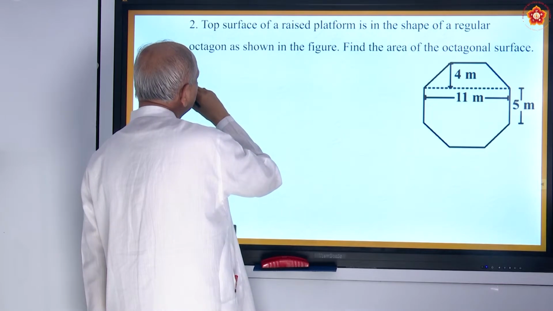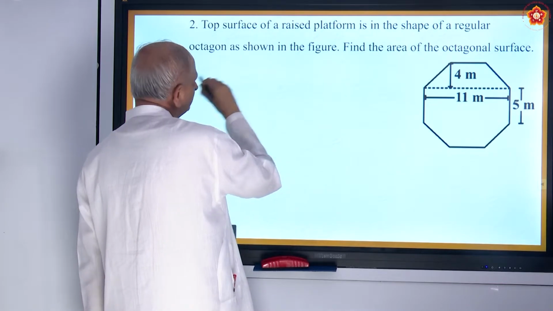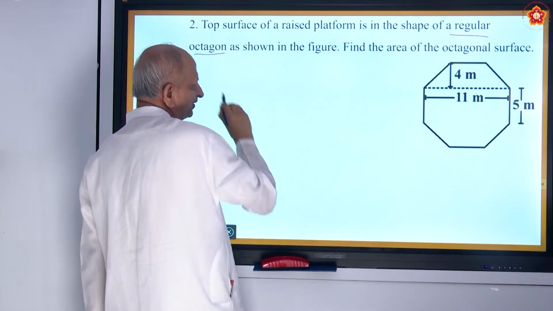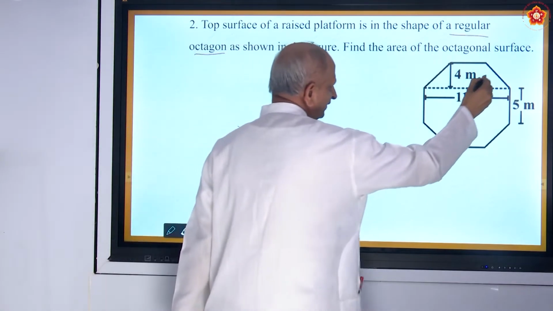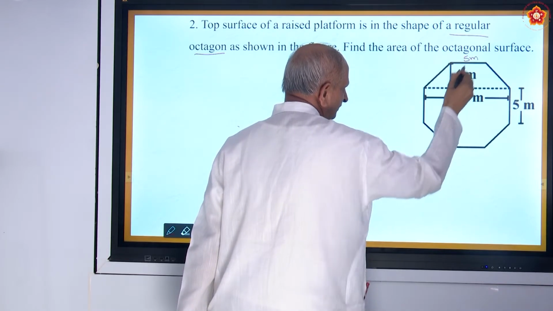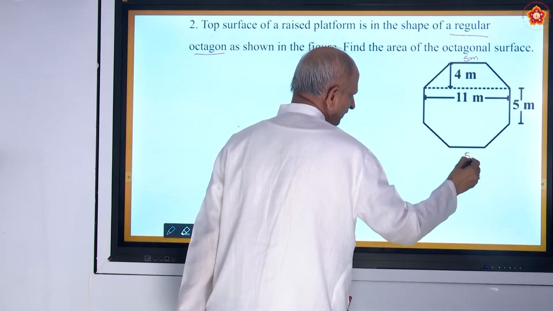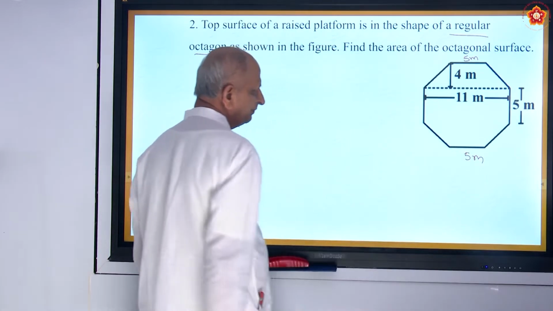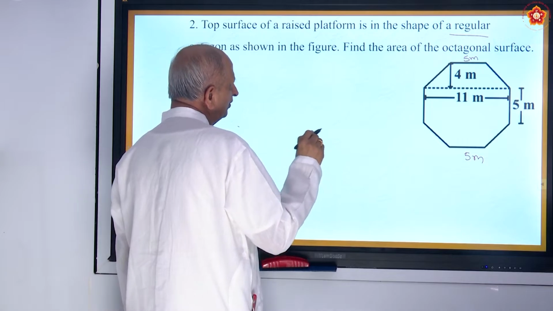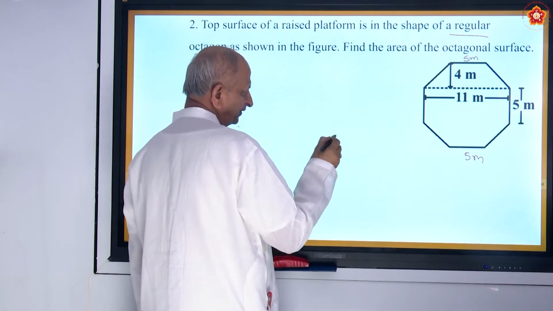So, regular means what? Regular octagon means all sides are equal. So that means this is also 5 meters and this is also 5 meters. All sides are 5 meters. And now they are asking, find the area of the octagon surface.